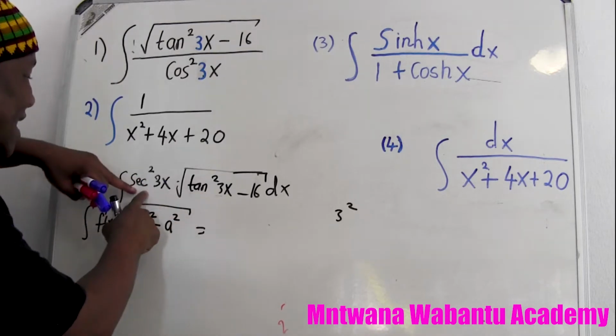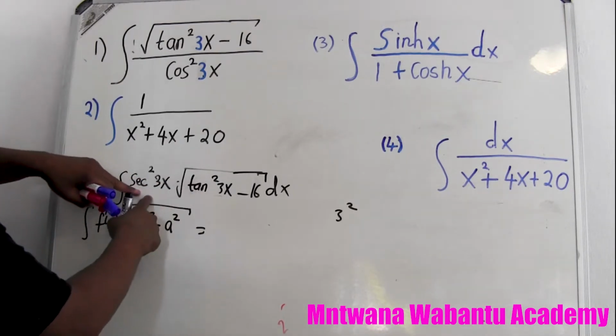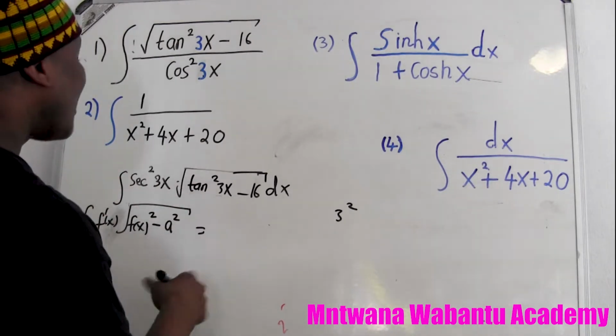If there's a sine here, it means I cannot use this rule, because if you differentiate tan, you don't get sine. So you don't use that rule. For now, yes, we can.